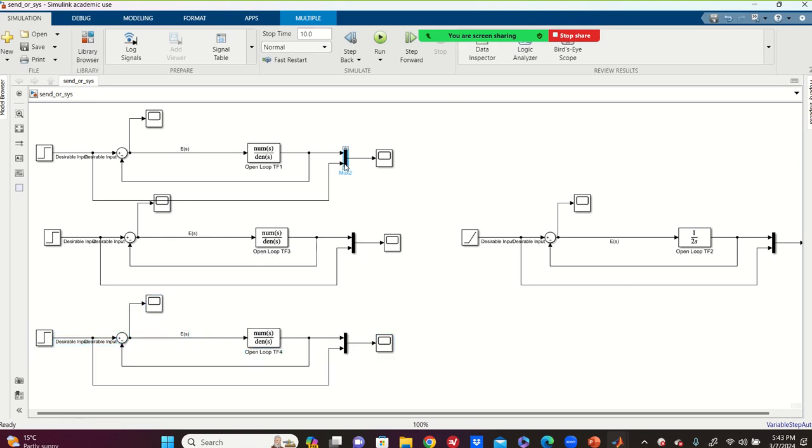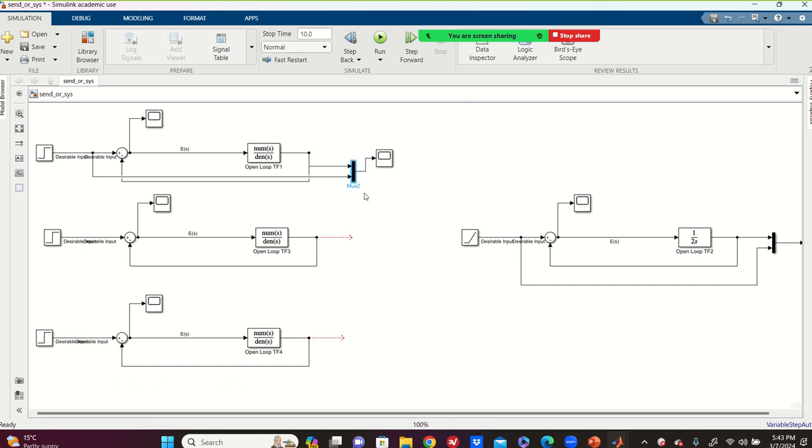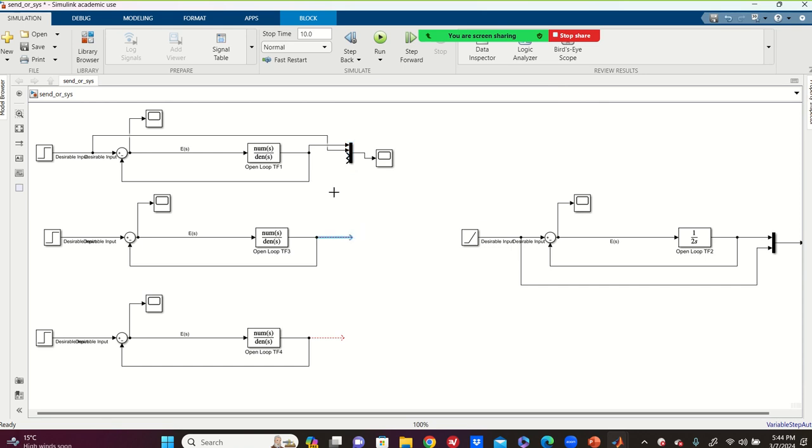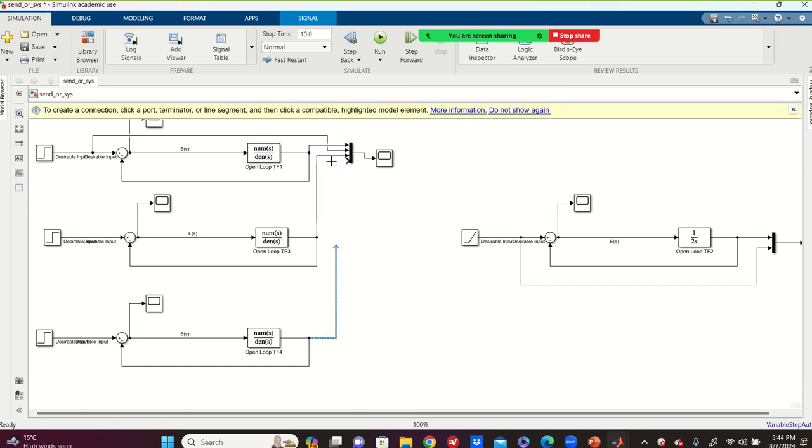I'm going to remove all of these. I'm going to compare all of that together. I don't need this. Okay, and I'm going to bring this down here. Let me keep it like that. I'm going to say 1, 2, 3, 4 inputs. There we go. So I'm going to connect this critically damped and overdamped system, and for making this beautiful, I'm going to move it here like that.